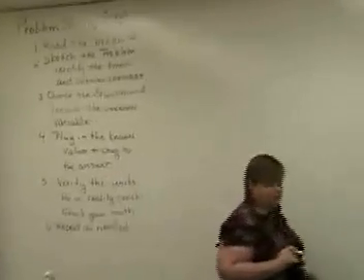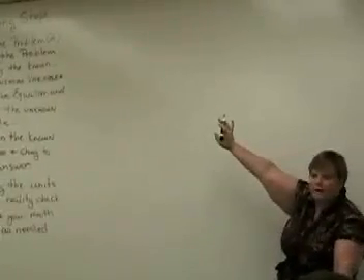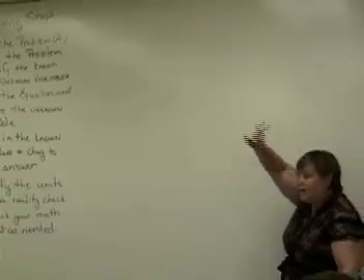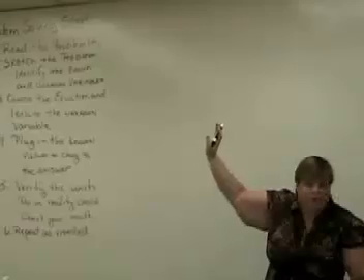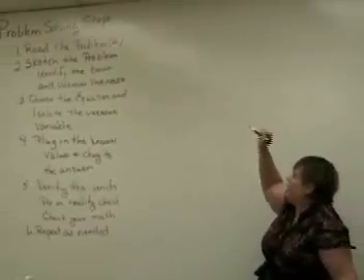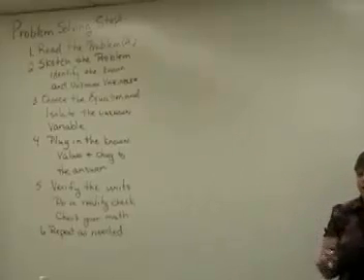All right, so the first one is read the problem. And I always say read it twice, read it 3 times, read it 5 times, read it however many times you have to do to get the right amount of data, to be able to identify all the knowns and unknown variables. Number 2, sketch the problem.